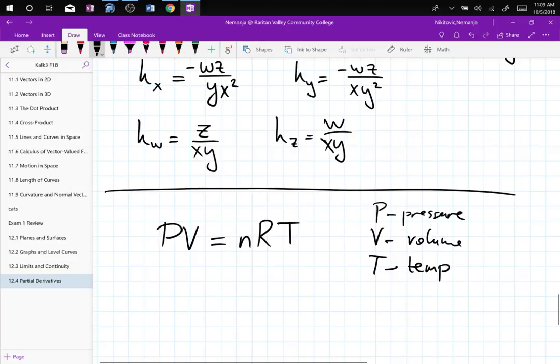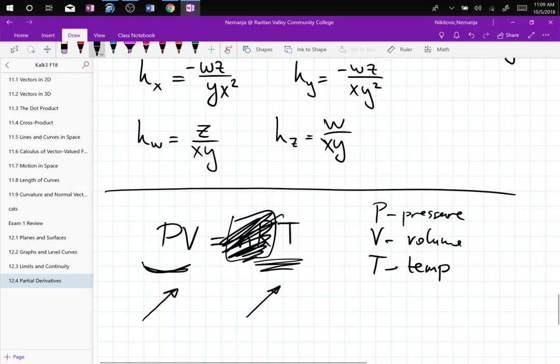Notice that pressure and volume are on one side and temperature is on the other. That means they grow together. So if the pressure and volume go up, temperature goes up, because this is constant. This is not there, okay? That's constant. So if pressure and volume together go up, the temperature goes up.